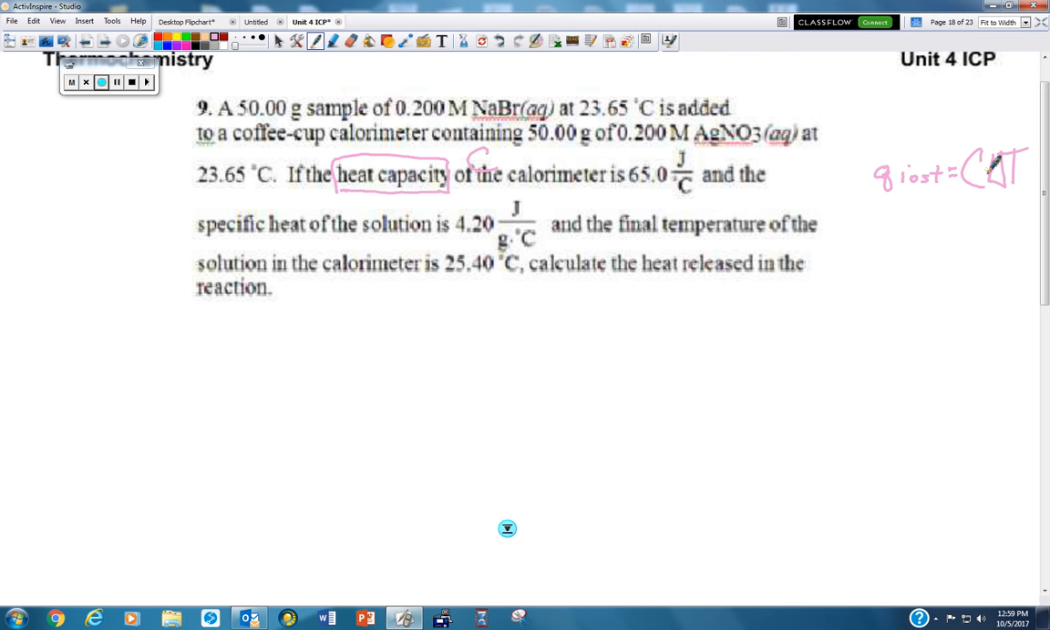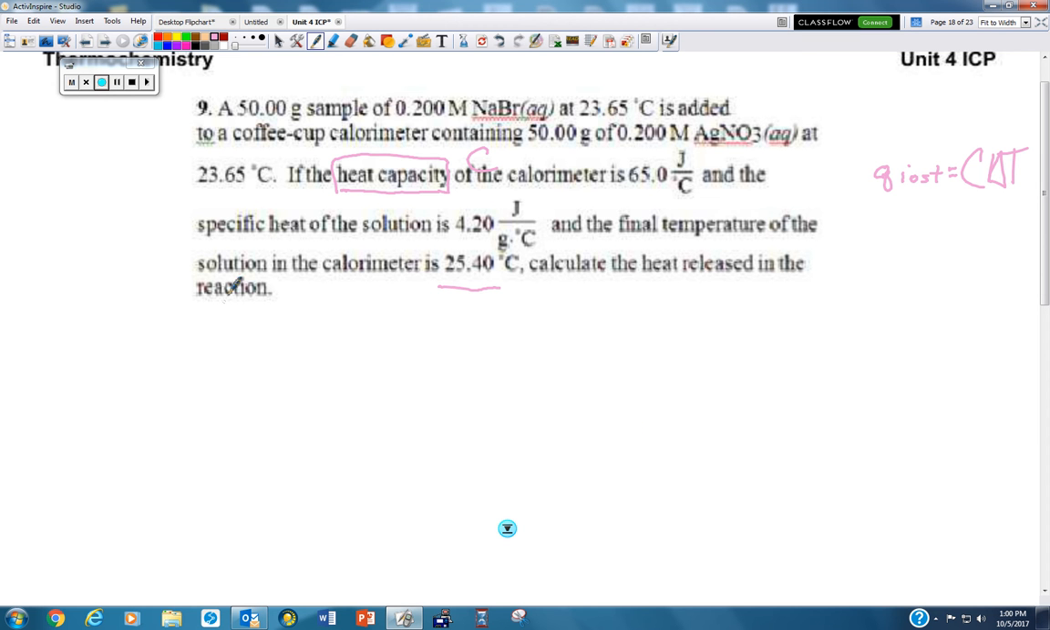We have a 50-gram sample of 0.2 molar sodium bromide at 23.65 degrees Celsius added to a coffee cup calorimeter containing 50 grams of 0.2 molar, what is that, silver nitrate at 23.65. If the heat capacity of the calorimeter is 65.0 joules per degree Celsius and the specific heat of the solution is 4.20 joules per gram degree Celsius, and the final temperature of the solution is 25.4 degrees Celsius. Calculate the heat released.